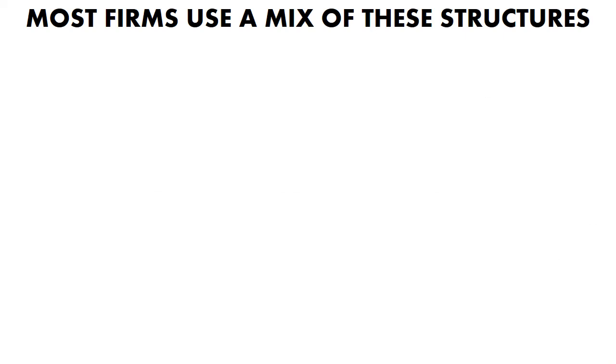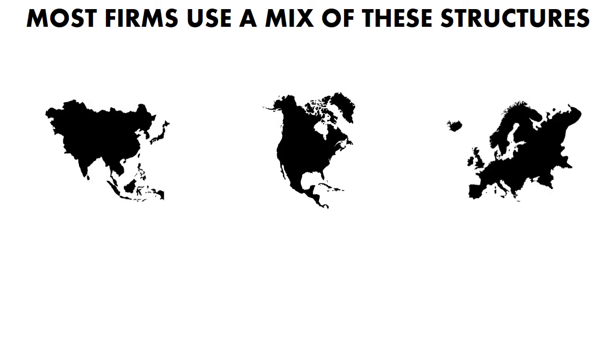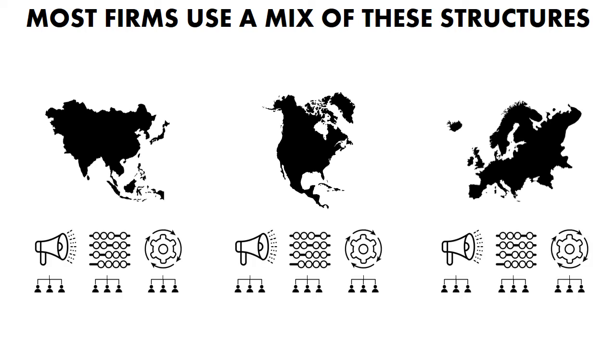In the real world, most firms tend to use a mix of organizational structures. So for example, you might have a divisional structure based on region, where we have our Asian division, our North American division, our European division. But then within those divisions, we use a functional structure. So within the Asian division, they have marketing, finance, and operations, and the same within each of those regions. So it's this mix of, at the highest level, a divisional structure, and then at lower levels, a functional structure.